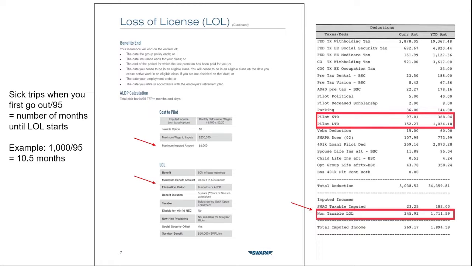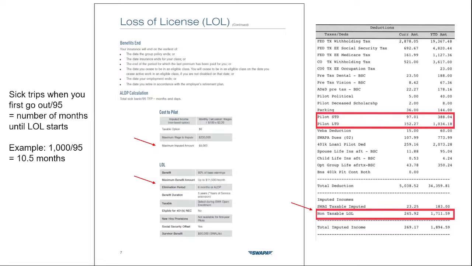One thing to note that pilots have miscommunicated is that the maximum imputed amount of $5,060 per year, that's the maximum, is not what the pilot is paying for loss of license tax-free. That is, you're paying the taxes on that $5,060. So if you look at the right-hand side of your paycheck, down at the bottom under imputed income, you'll see SWA taxable imputed, and right below that, if you have the tax-free version of loss of license, you'll see non-taxable LOL. And that amount that you see in the column is what you're going to pay in taxes on that amount.